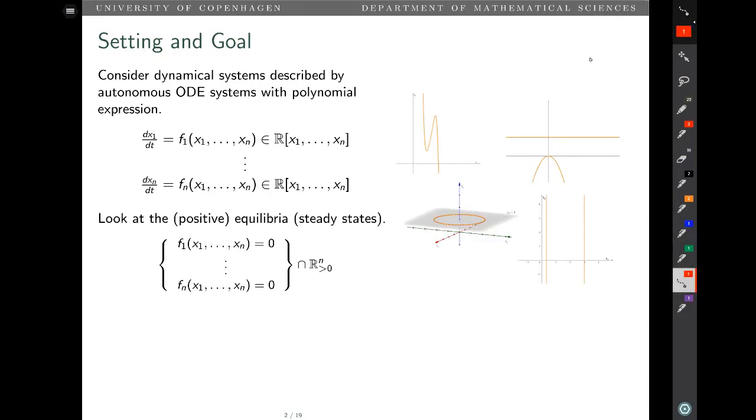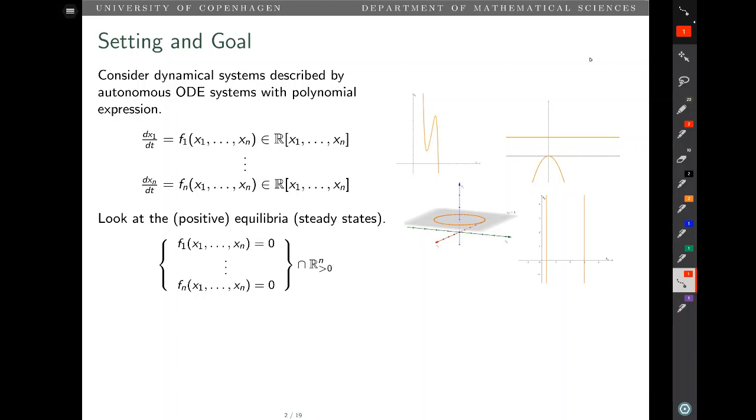And then I will be interested in looking at the equilibria of this system. This means I will check when dxi over dt is 0 for all the variables xi. And this means just looking at the solutions to a finite set of polynomial equations like the one I have here. And for me, this is just an algebraic variety. It's a set of solutions of a finite set of polynomial equations. I can think of them in many different fields.